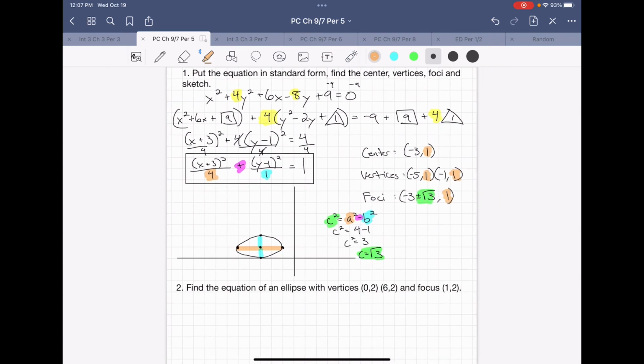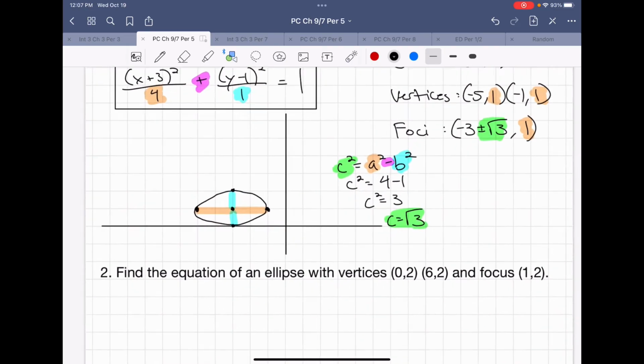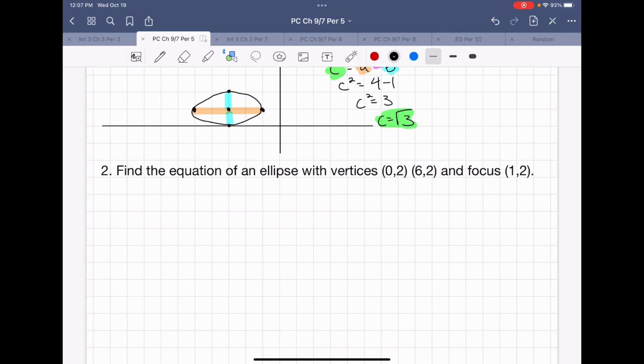Number 2, find the equations. Set up a graph and sketch what's happening down there. Pause the video, go back if I go too fast. Whenever possible, go ahead and make it to scale. 0, 2 is a vertex. 6, 2 is the other vertex. Focus at 1, 2.